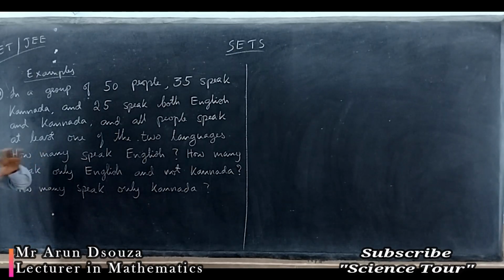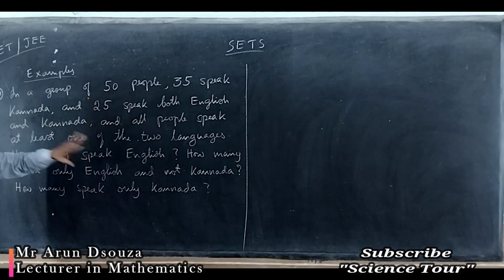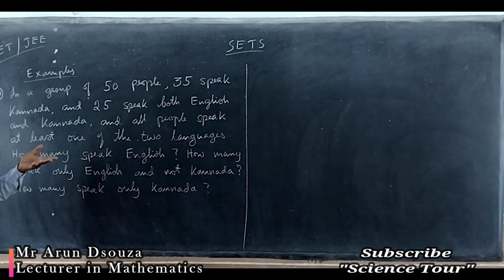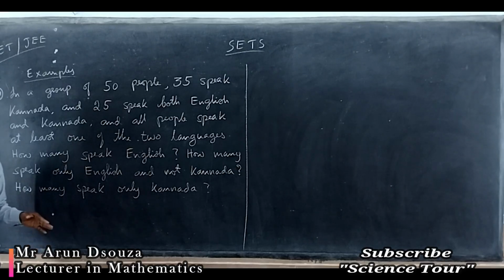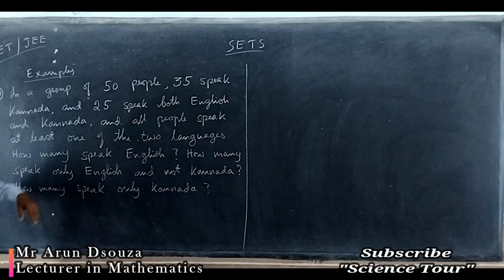So you take any person out of these 50 people, either he will speak Kannada or he will speak English, or he may speak both. He doesn't speak any other language. So at least one of the two languages. There is no person who does not speak both English and Kannada. That's the meaning of this sentence. I'll explain the meaning in the Venn diagram.